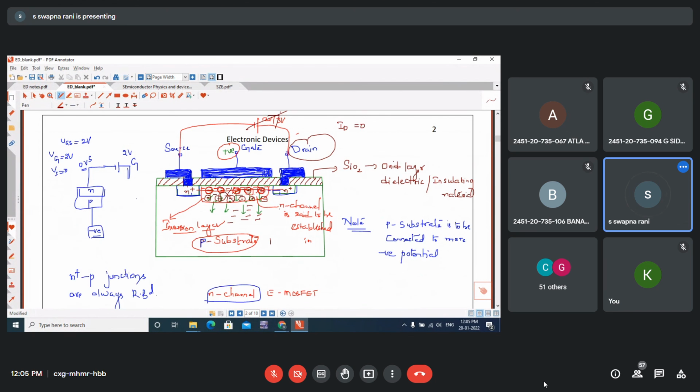So here the channel conductivity is increased when more positive voltage is applied on the gate. Therefore, we say that the channel conductivity has enhanced. That is what enhancement mode means.